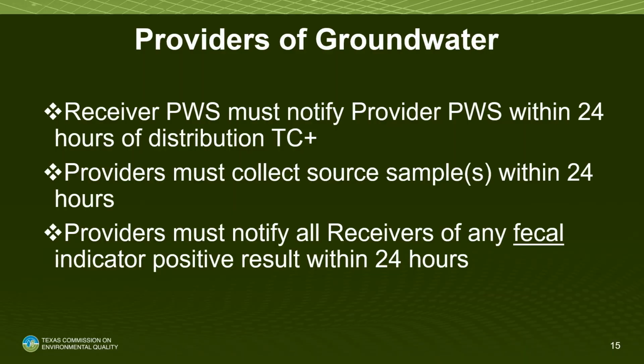It also applies to consecutive systems. If you provide groundwater to another system, or you obtain groundwater from a system, say you get a positive in your distribution, but you purchase groundwater from somebody. You have to tell that system within 24 hours that they need to go sample their wells, or that you had a distribution positive.